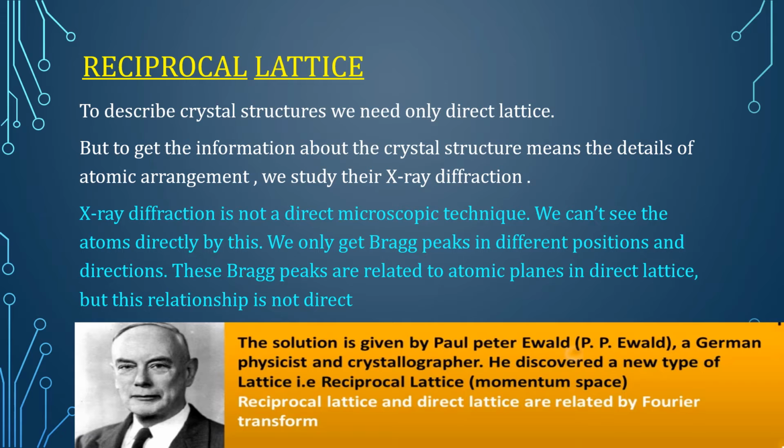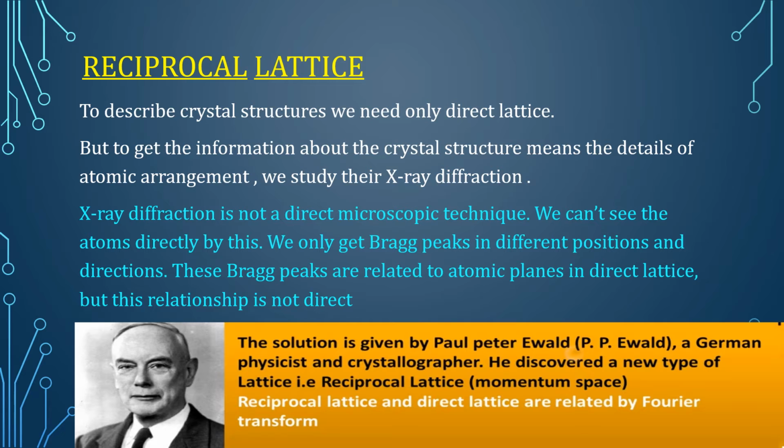In order to describe a crystal, we need information about how atoms are arranged inside the crystal. To get the information about the crystal structure, which means the details of atomic arrangement, we have to study X-ray diffraction. This X-ray diffraction is not a direct microscopic technique, so we cannot directly see the atoms by this. What we get is a graph containing Bragg's peaks in different positions and different directions. These Bragg's peaks are related to the atomic planes in the direct lattice, but the relationship is not direct.